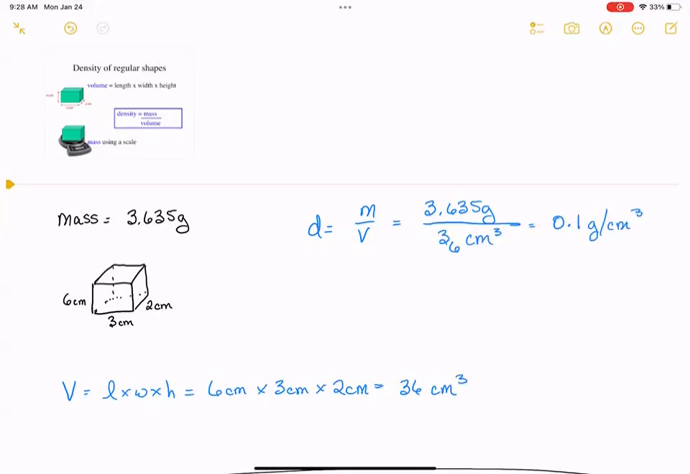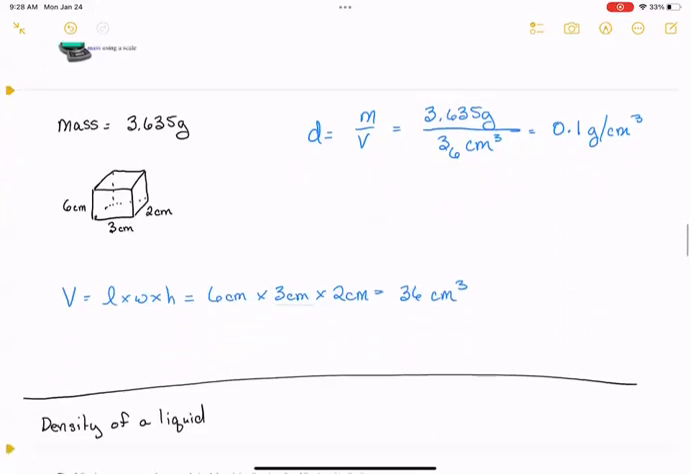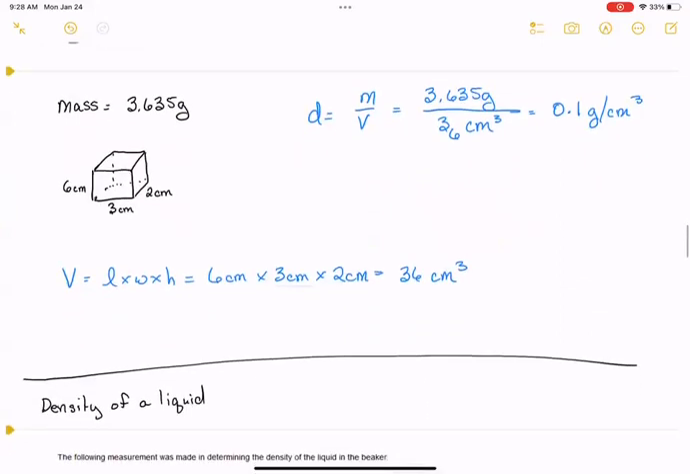Again, in lab, you'll be working with a cylinder. Now let's look at the density of a liquid.